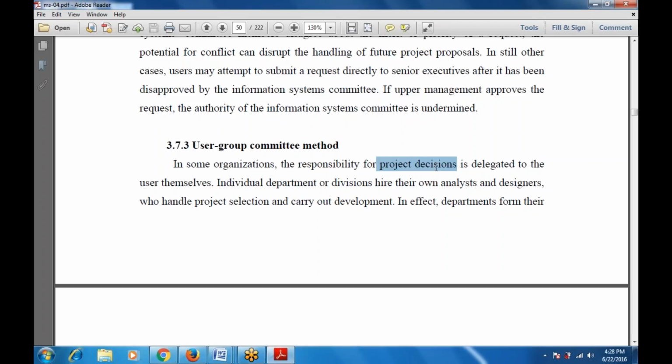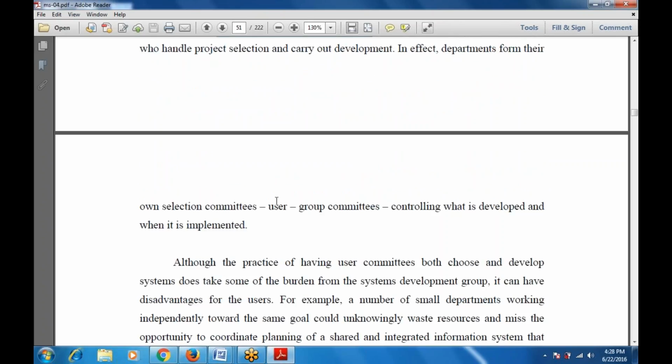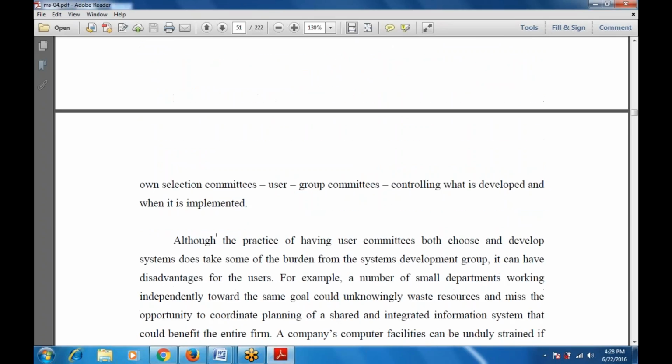So in some organizations, the responsibility for the project decision is delegated to the users themselves, and the individual departments or divisions hire their own analysts and designers. That means multiple departments have their own analysts and designers who handle the project selection and carry out the development. With this, departments, through their own selections, user group committees control what is developed and when it is implemented, why we are using the development, and what the use of the development is. That is all controlled by the system analysts and the designers.